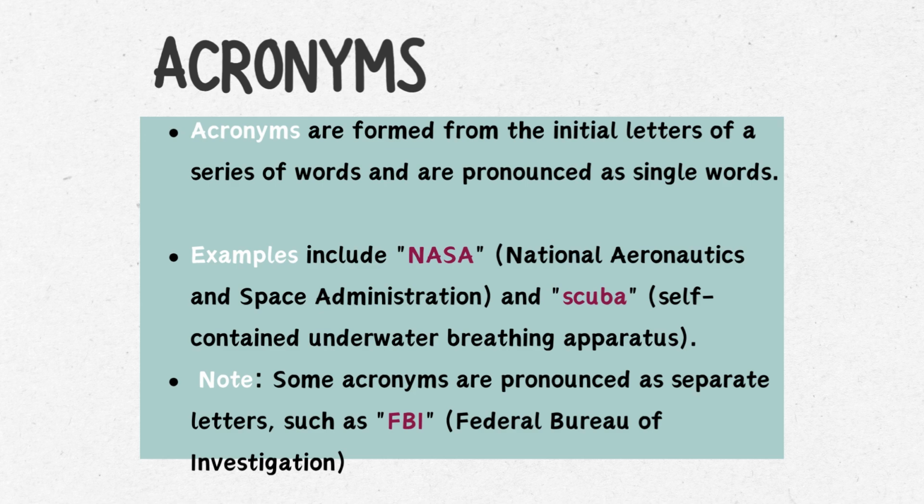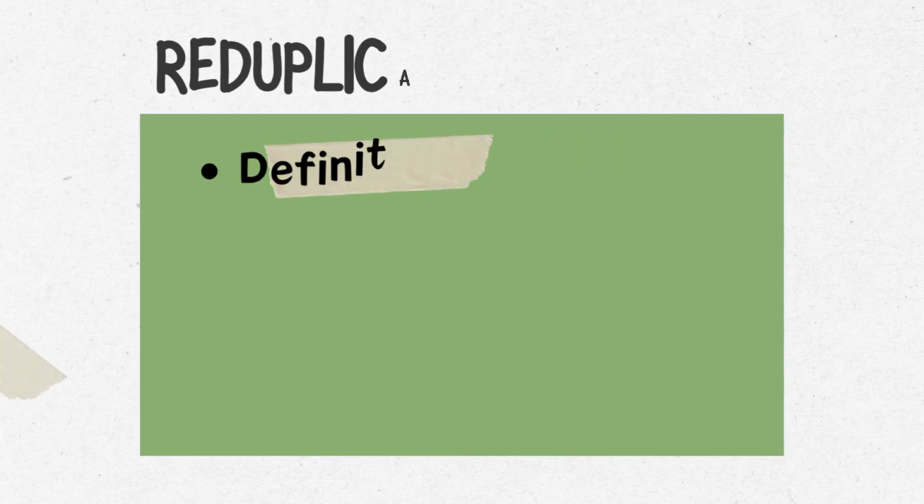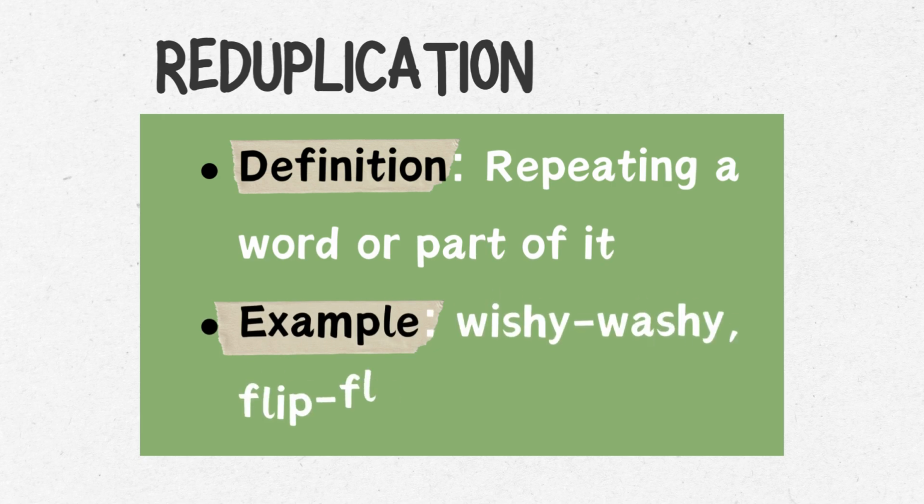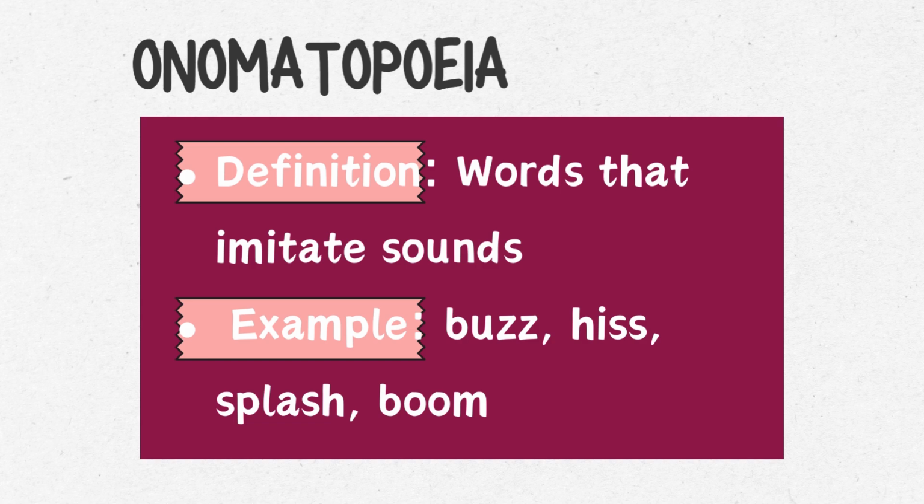Let's examine another process of word formation, which is reduplication. Reduplication is basically repeating a word or a part of it. For example, wishy washy, flip flop, scooby dooby, hip hop, and many more. Then we have the process of onomatopoeia. Onomatopoeia is a term basically used for words that imitate sounds. For example, buzz, hiss, splash, boom, bang, and many more. And it is also a process for creating new words.